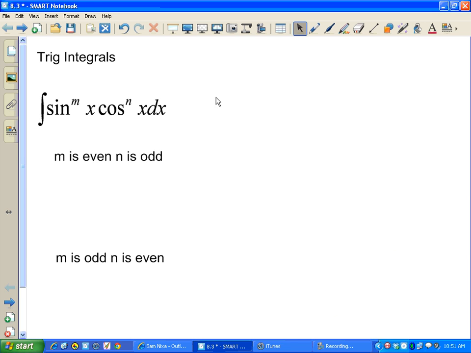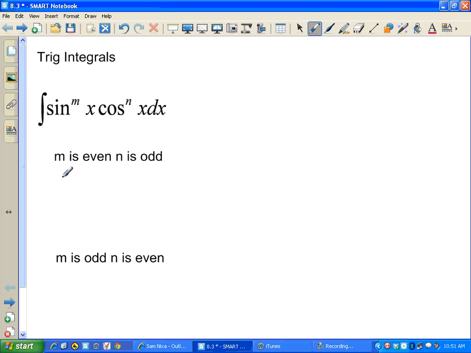Okay, the next integration techniques we're going to look at are when you have certain combinations of trig functions. So the first situation is if I've got sine to some power times cosine to some power. Certain rules that we're going to use depend on the powers. If m is even, so if I have an even power on my sine function and n is odd, what we're going to want to do here is pull out a cosine.